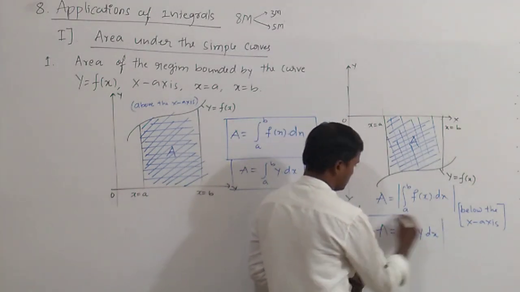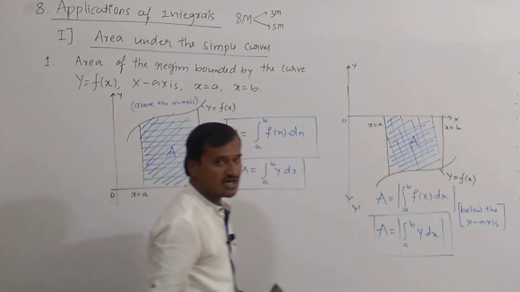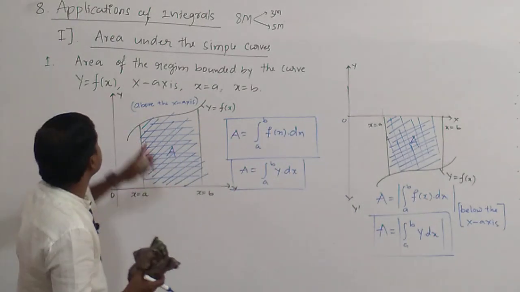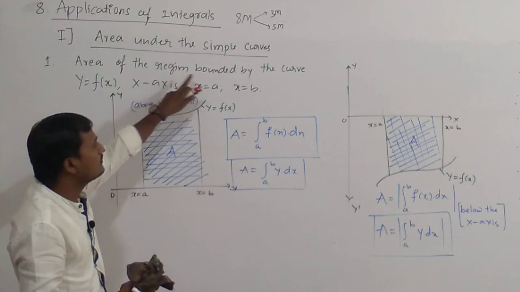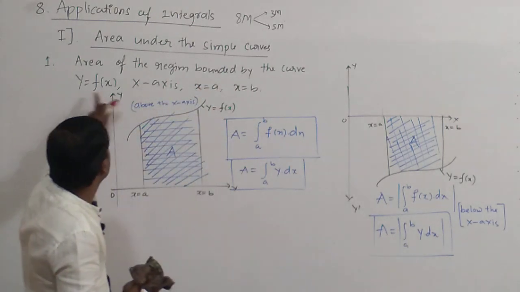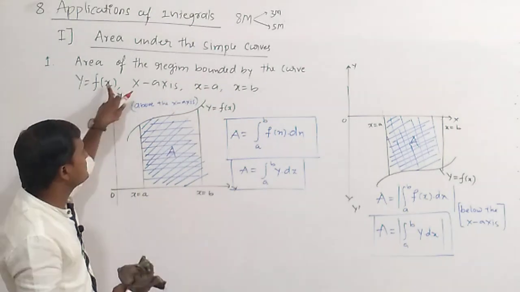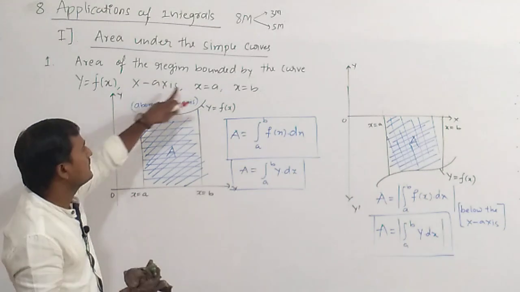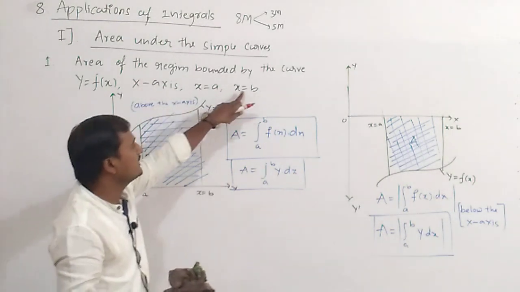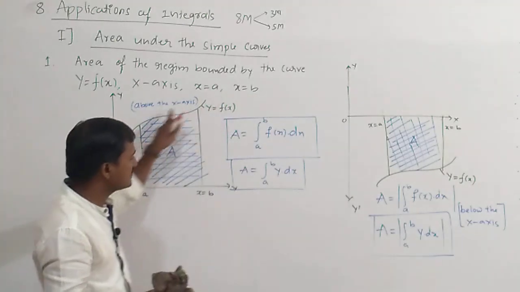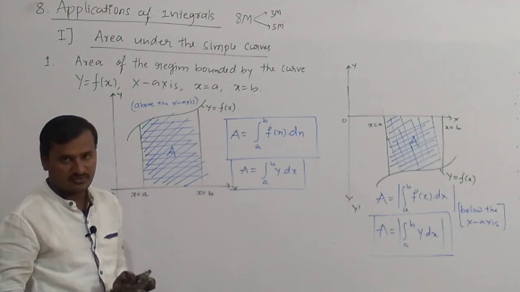Take the mod. Okay. So this is about the area of the region bounded by the curve y equal to f of x with the x-axis, and the lines x equal to a and x equal to b. So in this case we are using this formula.